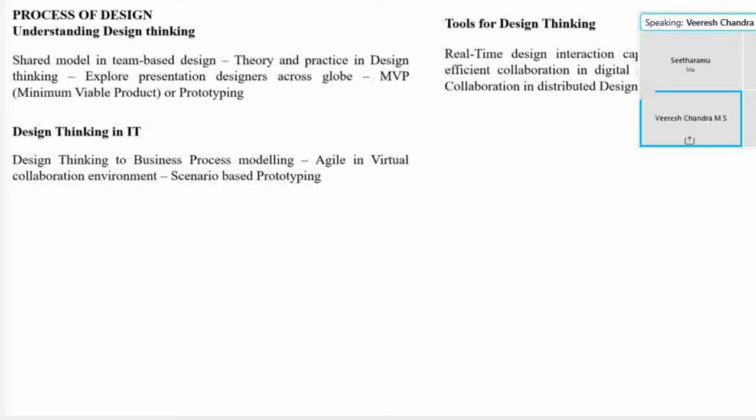Next, agile and virtual collaboration environment. So virtual collaboration, as I was just talking about, the work from home environment. So someone is there in America, let us say. Many of the companies now work for foreign countries, let us say America. Why are they outsourcing work to India? Because we are a low cost country.